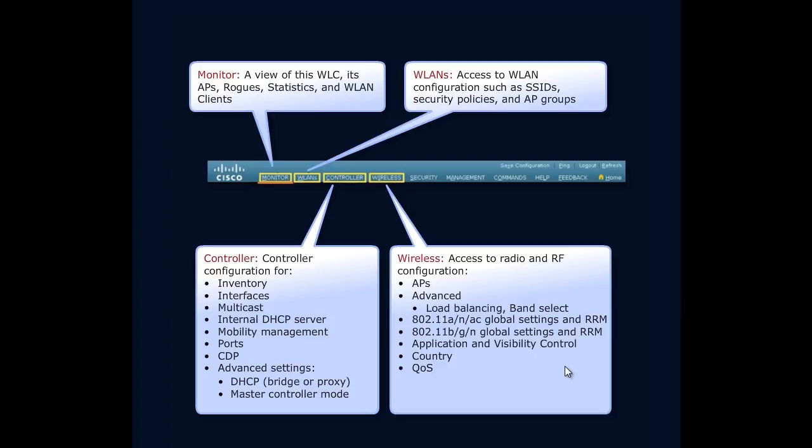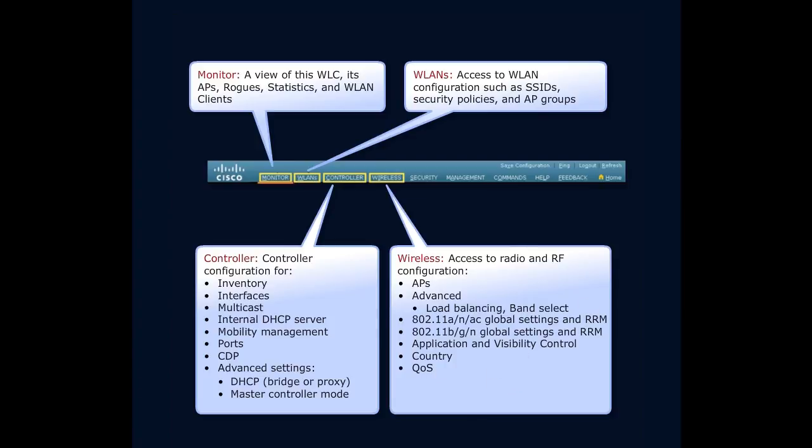Now, the controller side is the configuration of our inventory, our interfaces, multicast, our DHCP, mobility, anything like that. And then on the other side of that is wireless. It allows us to look at anything related to the APs, advanced load balancing or band select, global settings, radio resource management, application and visibility, and country or quality of service.